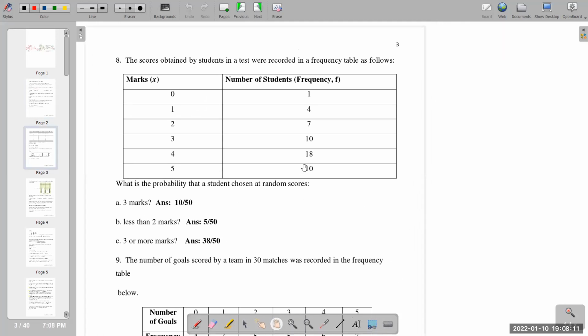So a question like this will come up. This is a direct CXC question. So keeping in mind, what do we see here? We have the answers already. So we just need to see if we understand how they get these answers. So let's look at the information. This is organized data because it's in a table. Always read the heading. The scores obtained by students in a test were recorded in a frequency table as follows. I'm going to go through what a frequency table is in a few minutes, but don't focus on that. Frequency just tells you how often something happens.